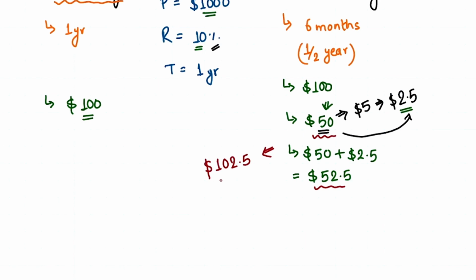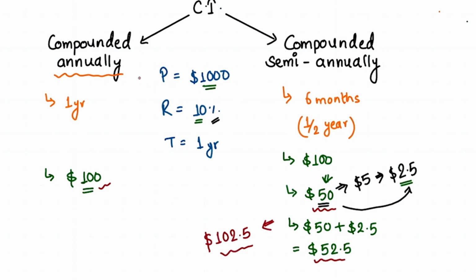So in this way, you are getting $2.5 more interest in case of compound interest compounded semi-annually than compound interest compounded annually. So what's the difference between compound interest compounded annually and semi-annually? It's just that in case of semi-annually, you get paid interest every 6 months, due to which you can get more interest on your interest that you get paid on 6 months.